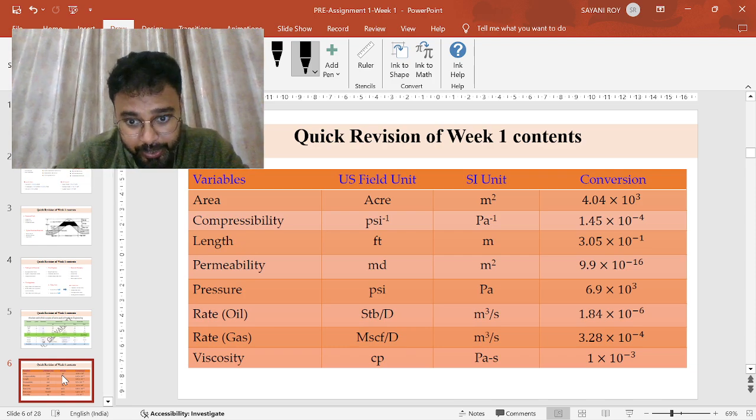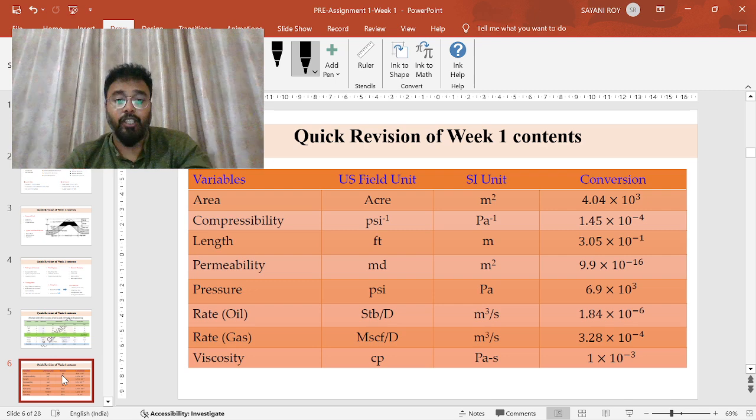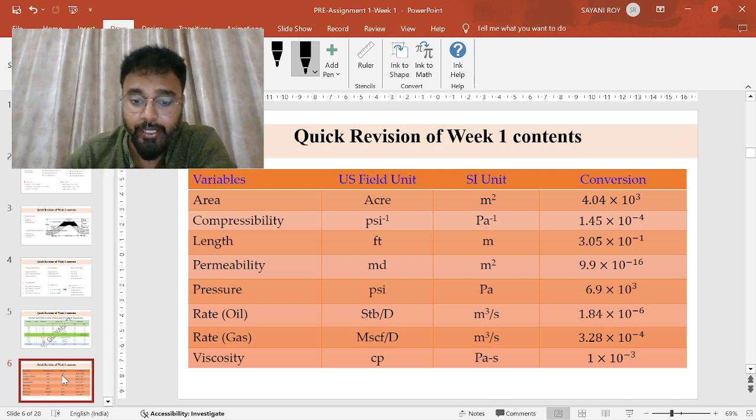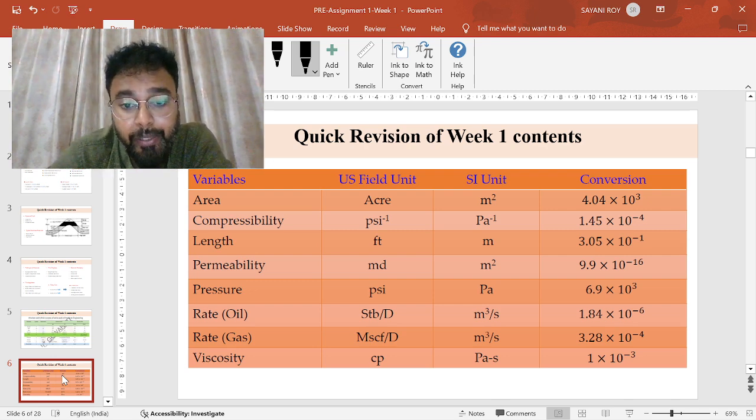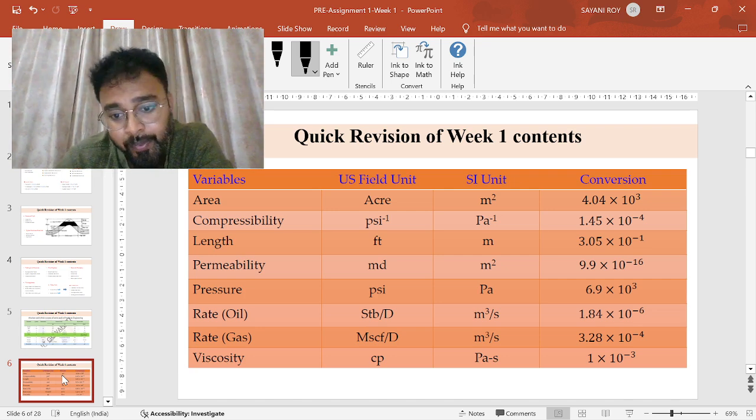In field unit, the unit that you are seeing on the left side means the US field unit. These are the main units that we'll be dealing with in our course. So it is very important to know the conversion factors, the conversion values for each of these units. Then for pressure, it is PSI, SI unit is Pascal. For rate, it is STB per day, that is stock tank barrel per day. It can be reservoir barrel also, which then for SI unit is meter cube per second.